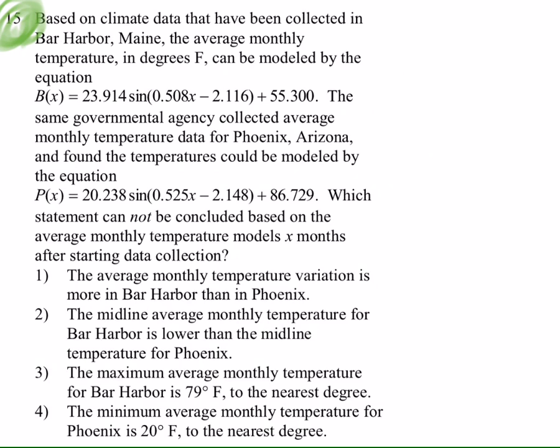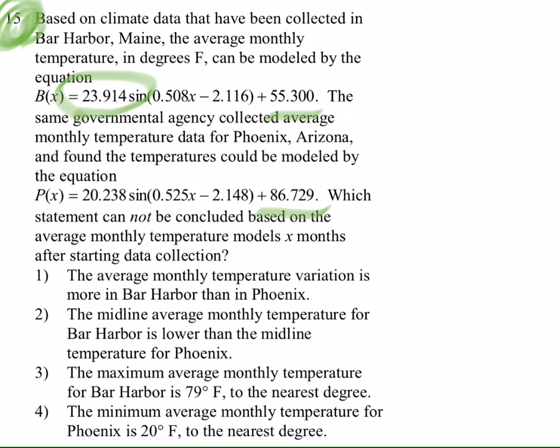Now, number 15. Here we have these two functions. B for Bar Harbor, Maine, and P for Phoenix, Arizona. The average monthly temperature variation is more in Bar Harbor because the amplitude is bigger for Bar Harbor than Phoenix. The midline for Bar Harbor is lower, because the midline is right over here, 55 versus 86. So the second one is true as well.